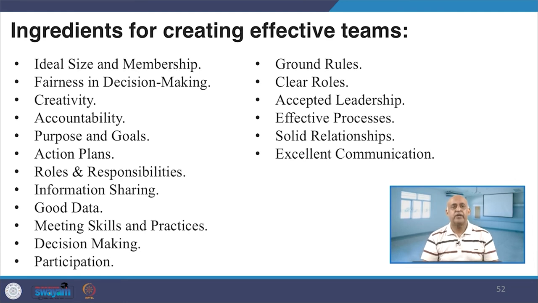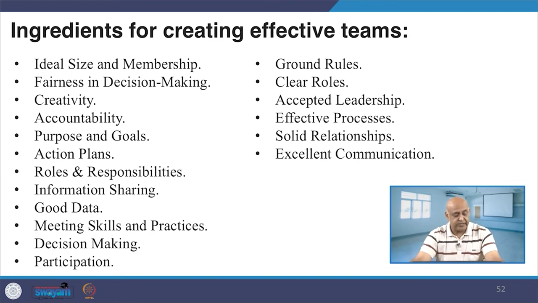So ultimately, how do we create an effective team? The ideal size in membership is there, as I mentioned: one should be able to control and get work done. That should be the ideal size and membership, right? And that will be decided on the nature of jobs, the tasks which are to be completed. Fairness in decision making is there, and therefore if you are fair in decision making, then there will be no complaint by one member against another member. Creativity, identifying the solutions. The best part of creativity is what? Providing the solutions. Accountability is there. Purpose and goals are there.